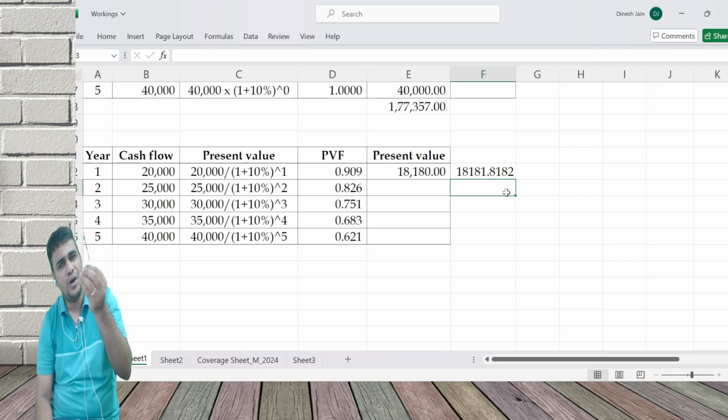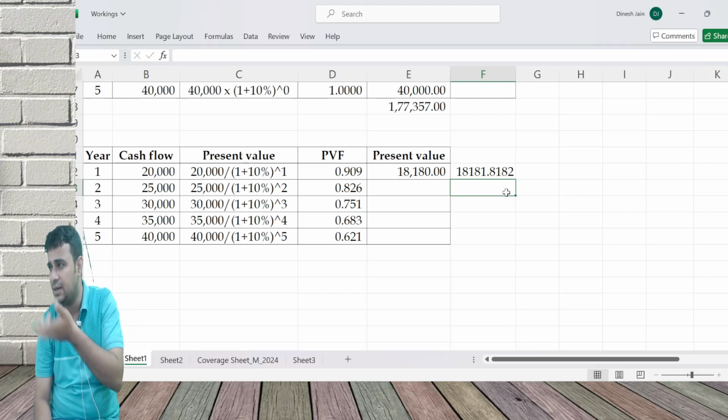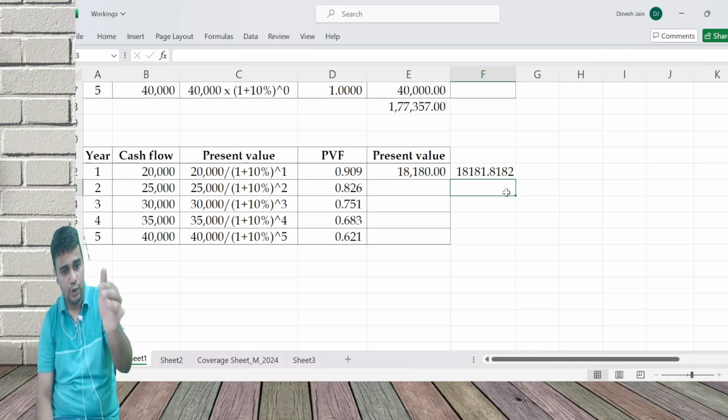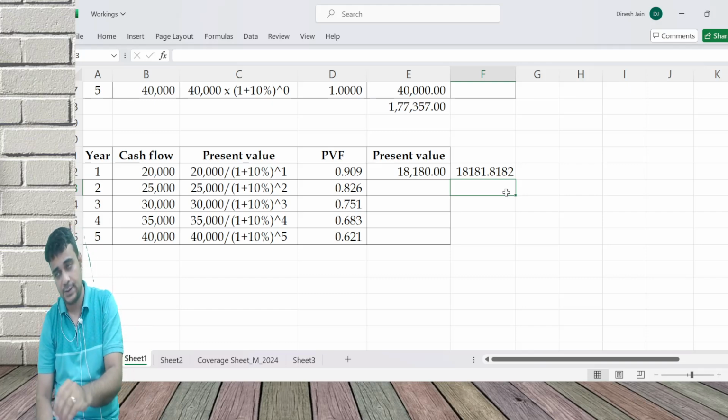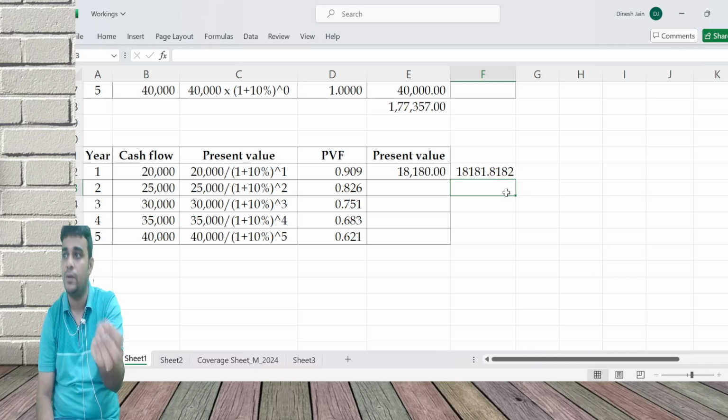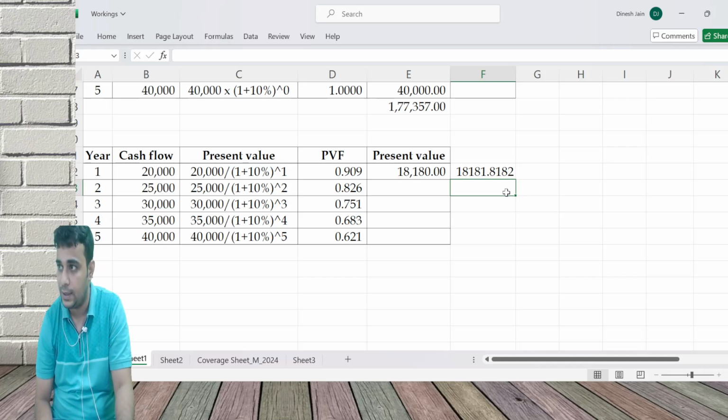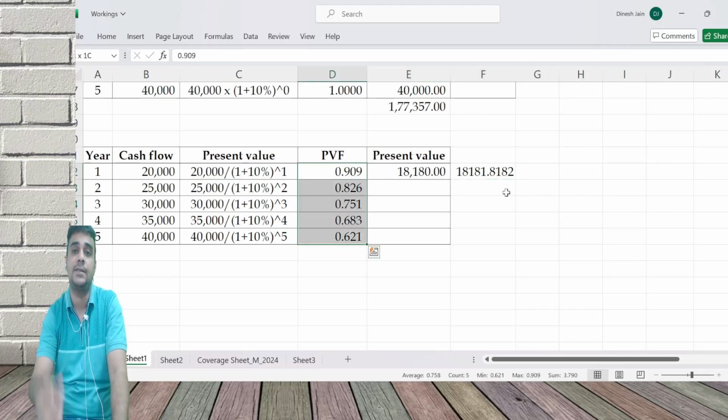If you want to divide 20,000 by 1.1 and write it, I have no problem. Or do present value factors and multiply with the present value factor. Be it present value factors or future value factors, both will ultimately be multiplied only. When you are calculating this, you are doing division.